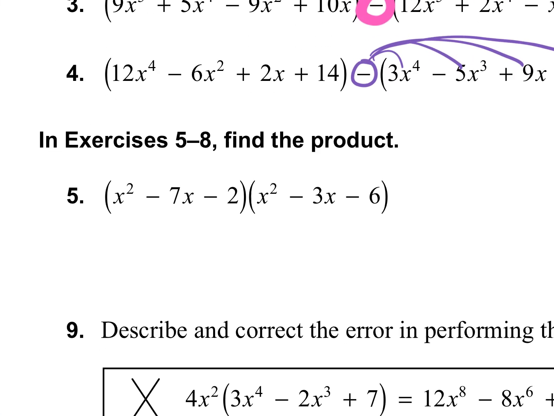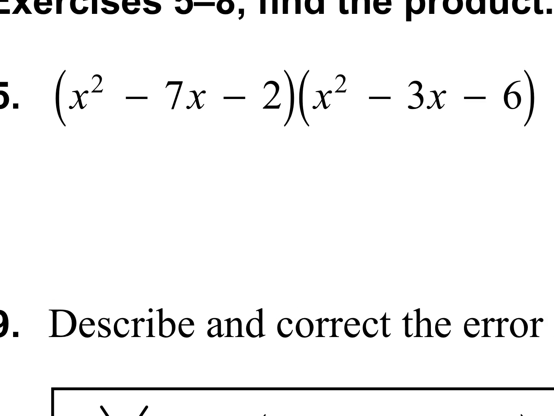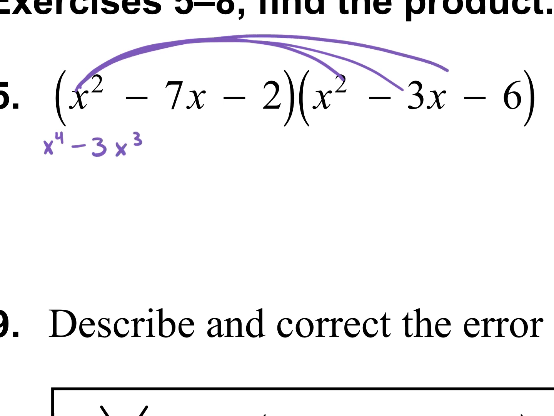Let's do 5. So we're finding the products. We have to make sure everything in our first parentheses gets multiplied to everything in the second. So starting with x squared. What's x squared times x squared? X to the 4th power. What's x squared times negative 3x? Negative 3x to the 3rd power. And what's x squared times negative 6? Negative 6x squared.